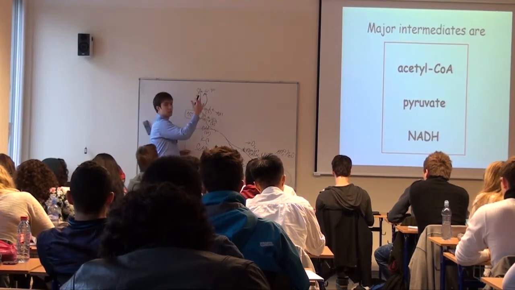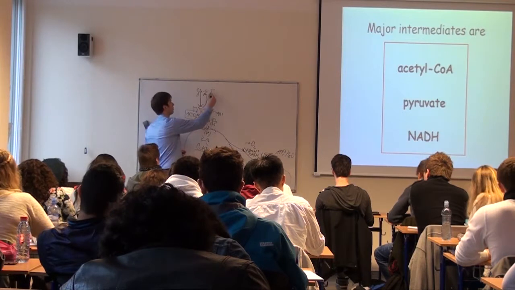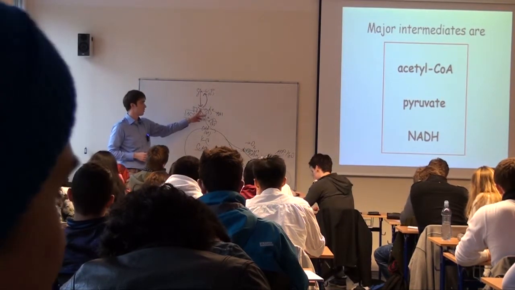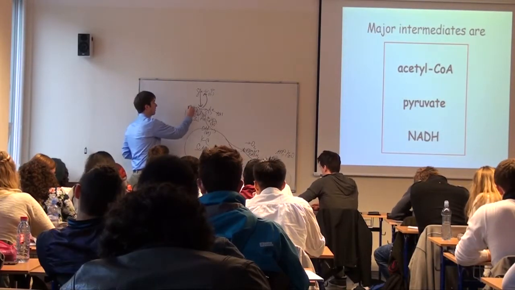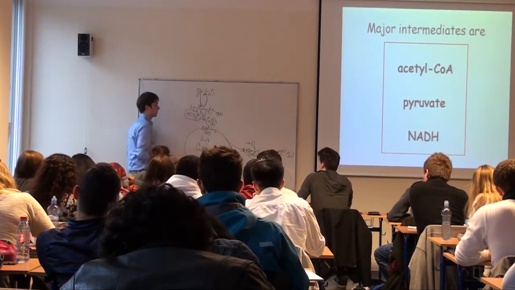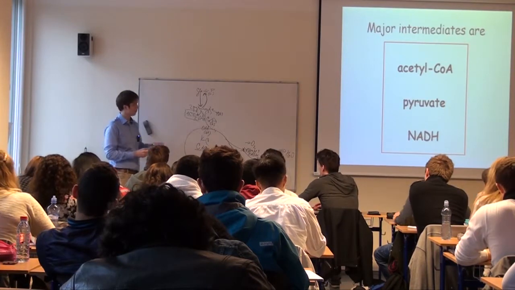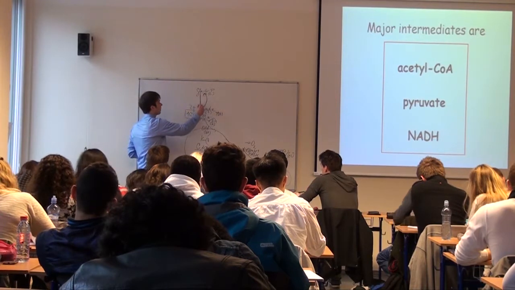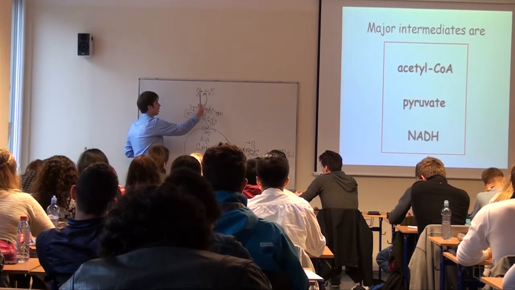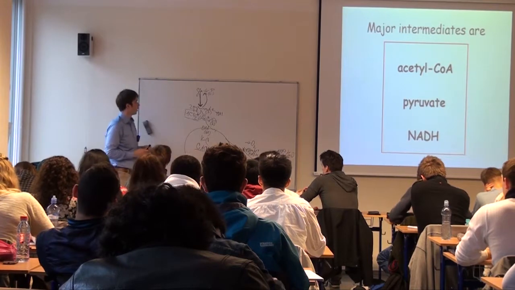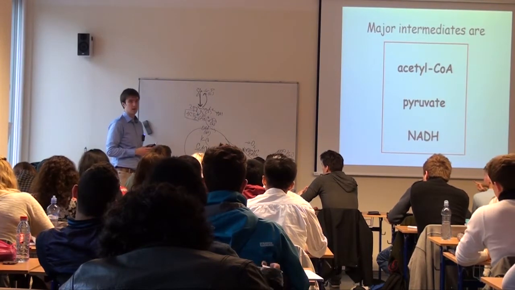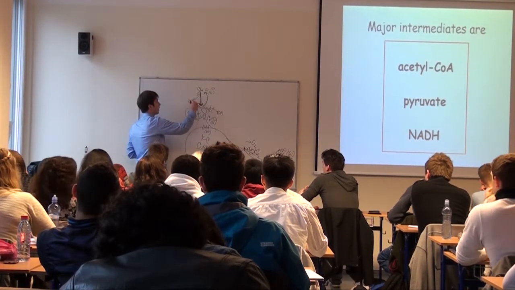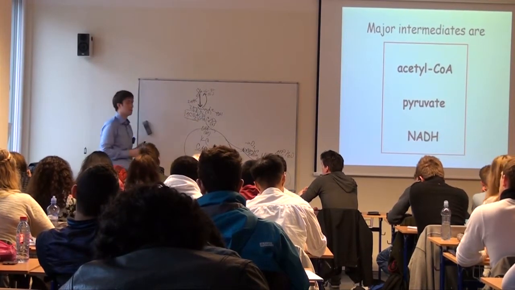Glucose has 6 carbon atoms. So it means from 1 molecule of glucose, we produce 2 molecules of pyruvate and 2 molecules of acetyl coenzyme A. In the glycolysis, we gain not only pyruvate, but also some energy. In one glycolysis, we gain 2 ATP.